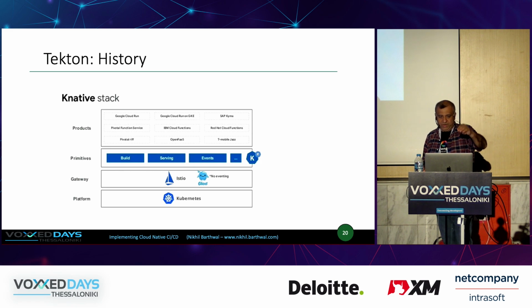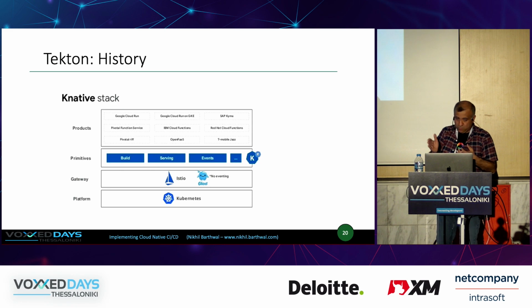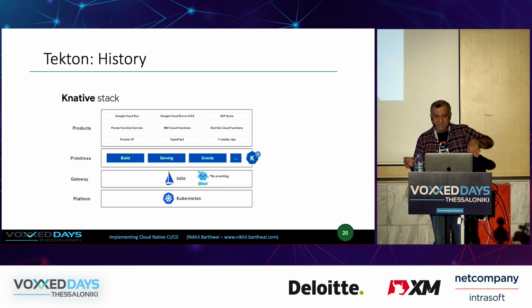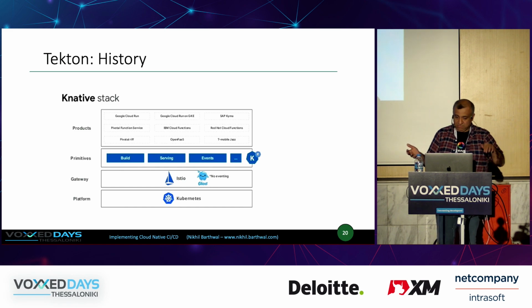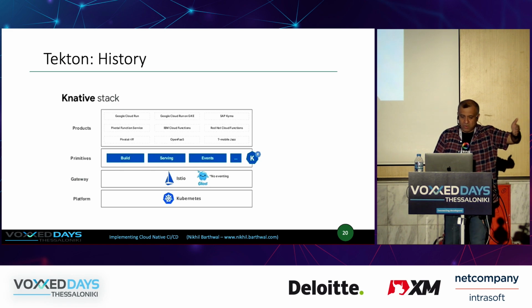It had three components: build, how you build your code; serving, how you route your traffic; and events, because serverless is about events, right? A deliberate decision was made that these would be loosely coupled components, so people can mix and match whichever way they want. They may want to use the build only and not care about serving, or have their own serving. And then there were commercial products that were built. If you go to Google Cloud Run, it's actually built on the Knative project.